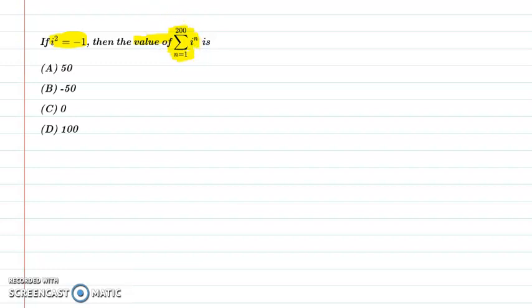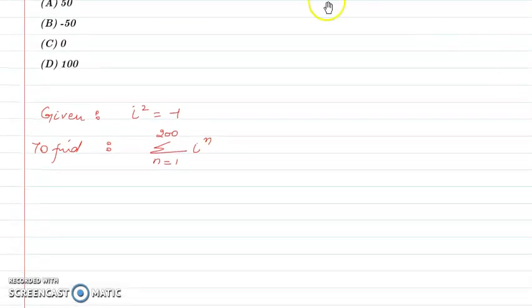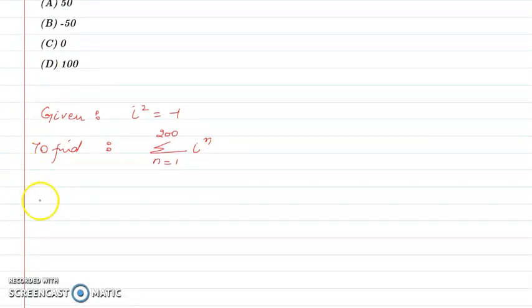So given is, let me write down the given: iota square is equal to -1. To find: summation n is equal to 1 to 200 iota to the power n. Okay, so what I have to find, I will take that term only and solve it further.